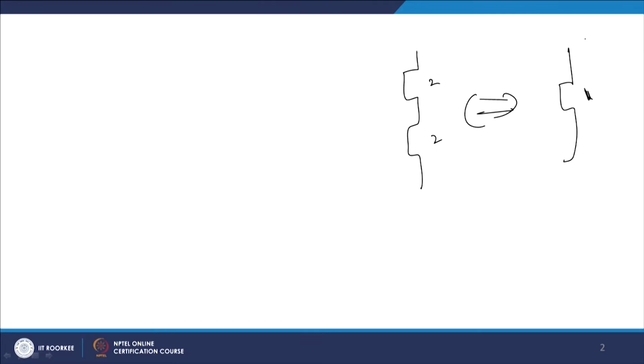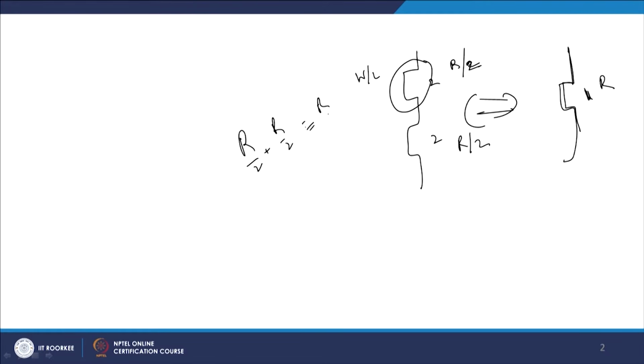I hope you understand this point. Why is it like that? Because this was W by L, so you have doubled the ratio here. So, the resistance offered by this transistor is R by 2. Suppose this is R, then this is R by 2, this is also R by 2. So, R by 2 plus R by 2 in series will give you R.